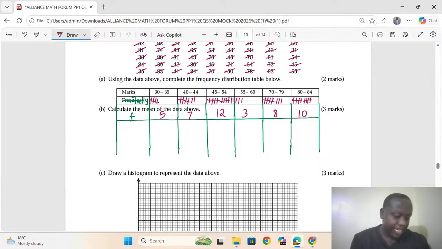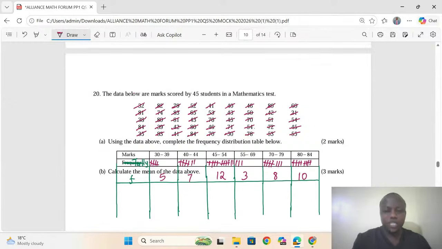You can add to confirm. 5 plus 7, we get 12. Plus 12, 24. 27. 27 plus 8, we get 35. Plus 10, we get 45. We had been told that these are marks for 45 students. So we've done it in the right way. That is how it's supposed to be done.